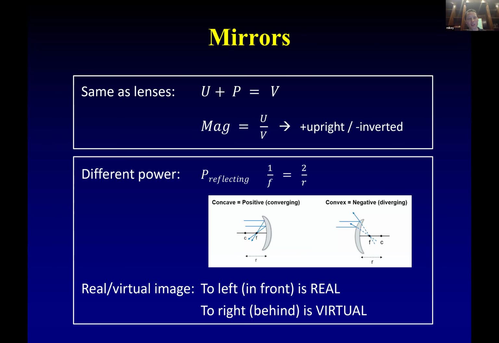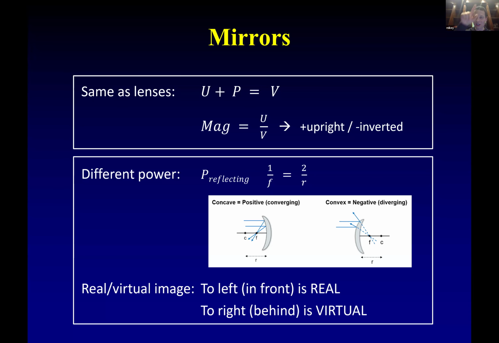Object vergence, big U, plus power of mirror, P, equals image vergence, big V. The other thing that's the same is the magnification. Same equation, big U over big V, object vergence over image vergence, and if it's positive, it's upright, if it's negative, it's inverted. The differences, and there are a couple key ones, are the power and whether the image is real or virtual. For the power, it's 1 over the focal length, that's the same, but for mirrors, you can use the radius. So it's 2/r, or technically it's kind of -2/r. The minus though is just for convention.